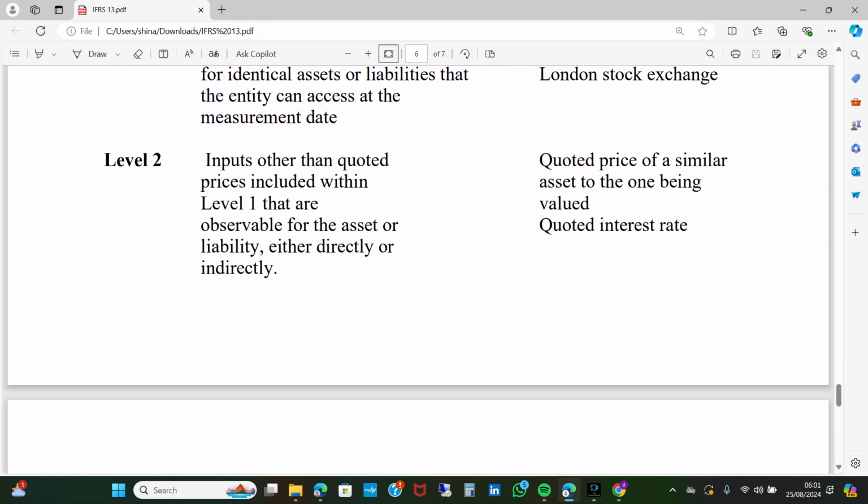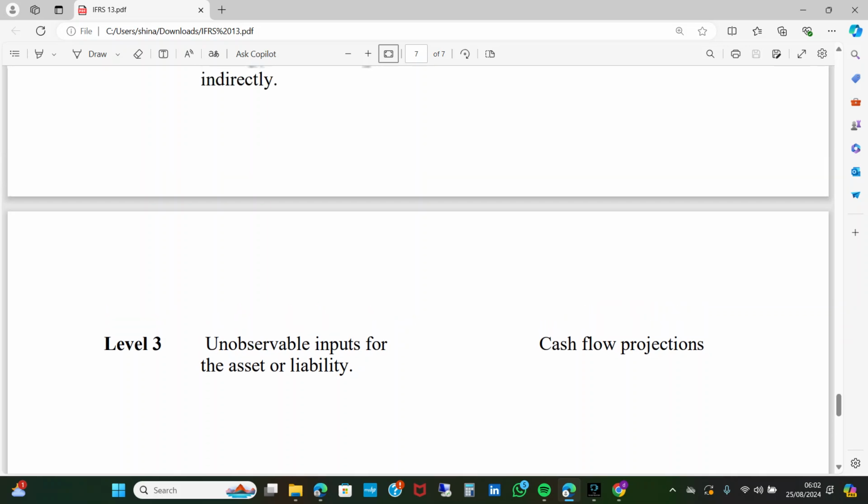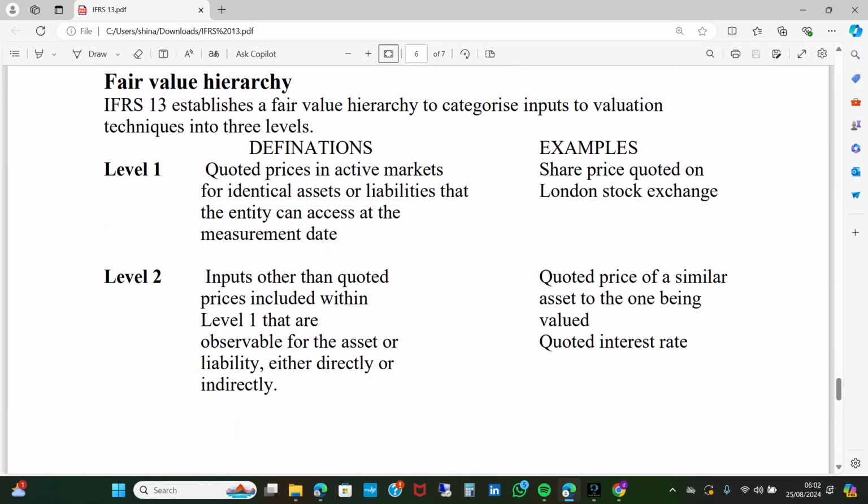For level 2, inputs other than quoted prices included within level 1 that are observable for the asset or liability, either directly or indirectly, for example the quoted price of a similar asset to the one being valued, or a quoted interest rate. Then the last level is inputs that are not observable. That means you don't have a place where you can actually observe those inputs. An example is when you use your cash flow projections. So please, these are the three levels under the fair value hierarchy in IFRS 13. And with that, we've come to the end of IFRS 13.